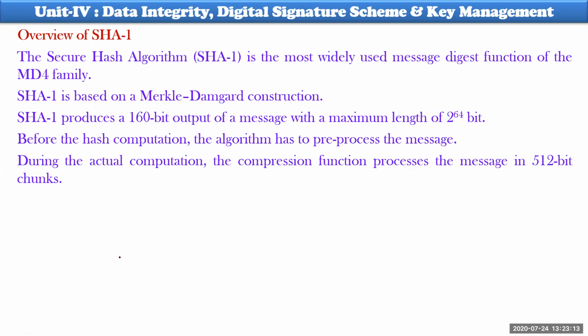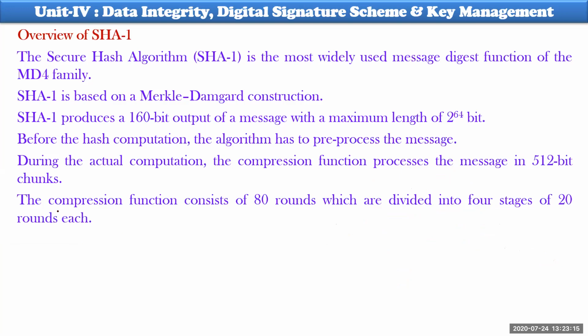And then, before taking the compression, how many rounds are taken here? It takes 80 rounds. These 80 rounds are divided into four stages. Each stage takes 20 rounds. We will go into detail probably in tomorrow's class.